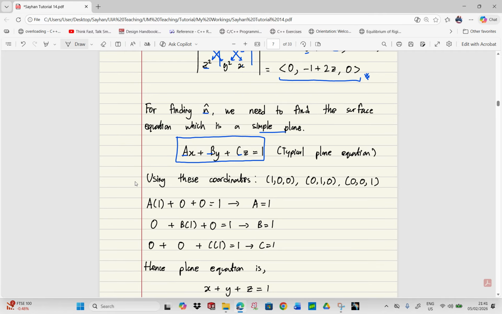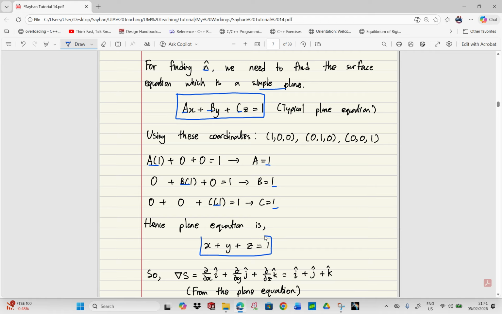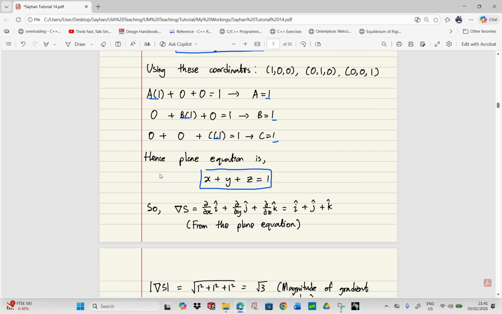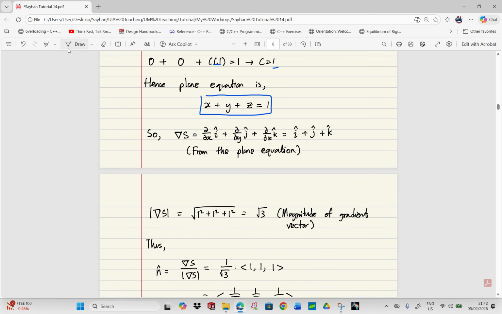Using the coordinates, we managed to eventually find what our a, b, and c are. It's simply 1, 1, 1. So the plane equation is simply x plus y plus z equals 1. To find the normal vector, we need to find the gradient vector for the surface itself and the magnitude of the gradient vector.